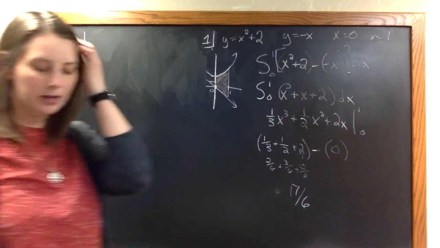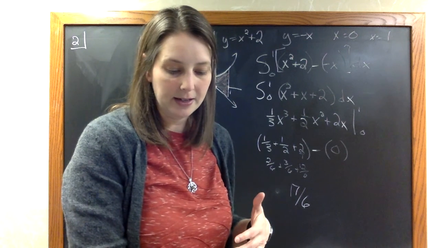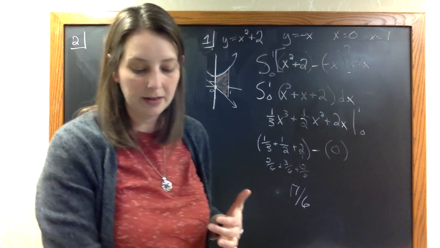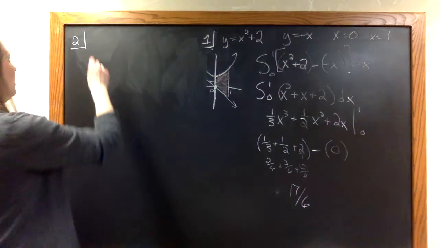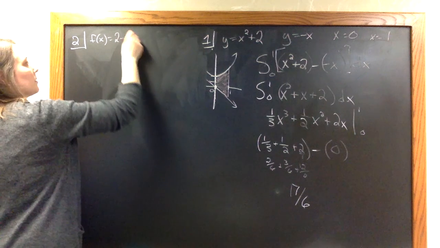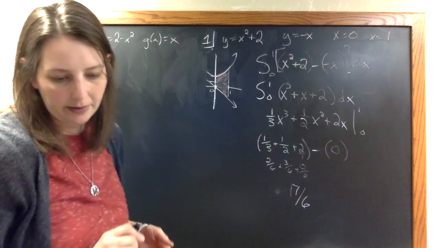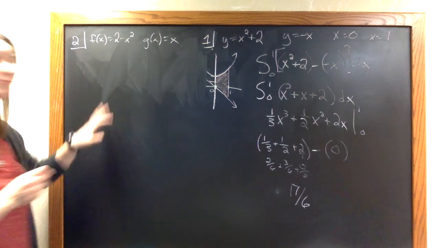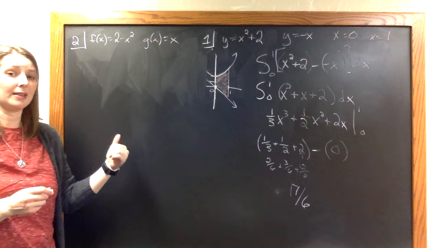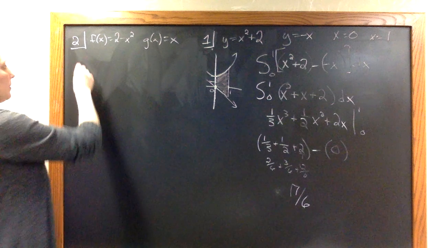Example number 2 says, find the area of the region bounded by the graphs of 2 minus x squared and y equals x. So f of x is 2 minus x squared, and g of x is just x. Did I get that right? Yes, okay. This one's a little bit different because they gave us a little bit less information, but it's still going to be pretty similar.